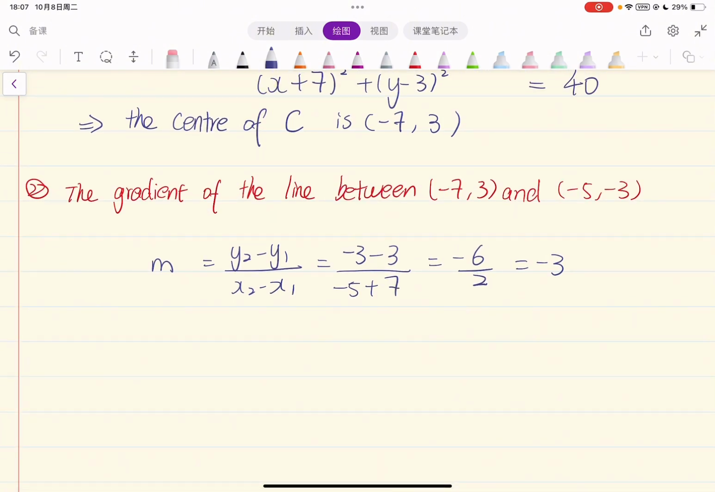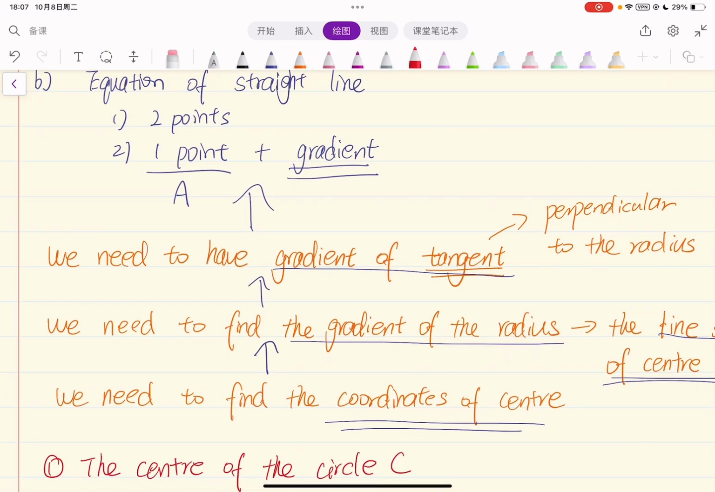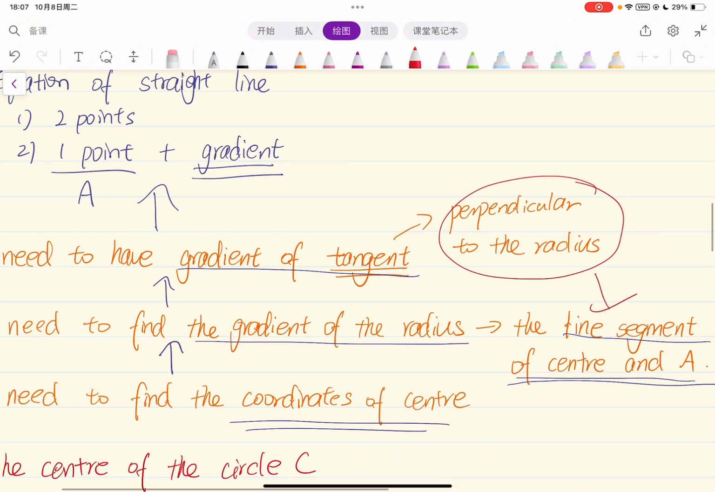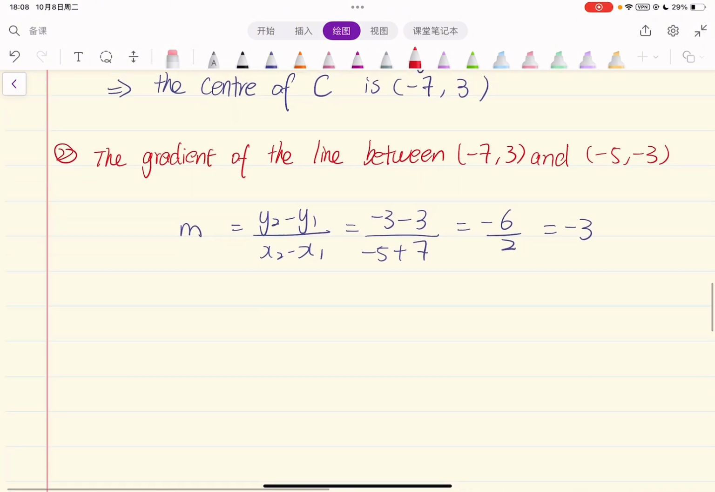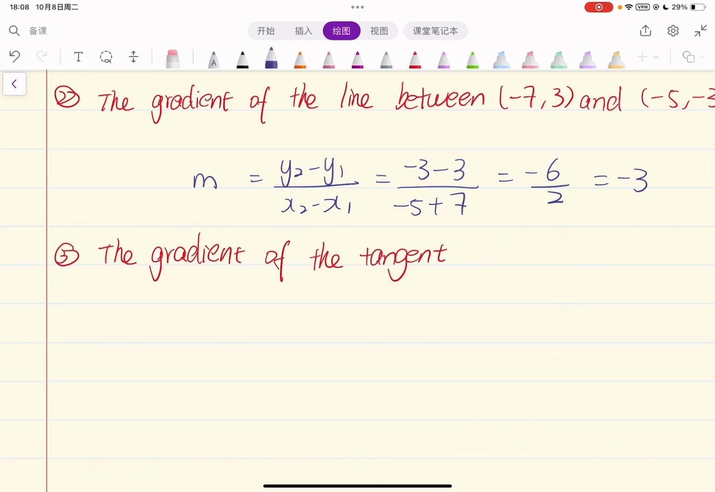Next, what we need to do is find the gradient of the tangent. And remember that it's perpendicular to the line segment. So the product of the gradients of perpendicular lines equals minus 1. We can write that the gradient of the tangent is minus 1 divided by minus 3, that equals 1 over 3.